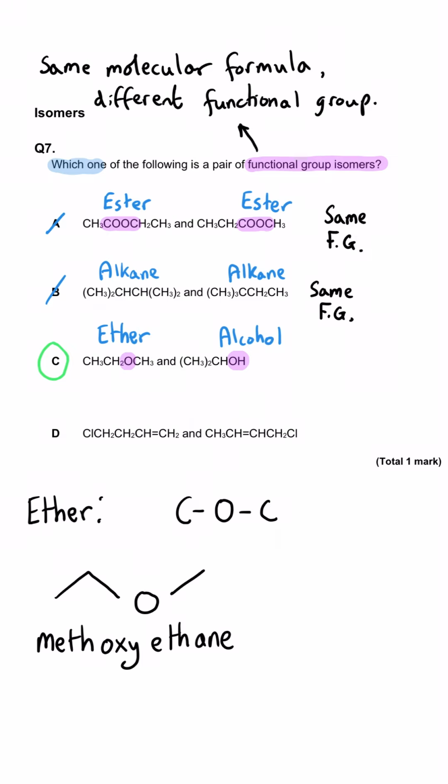This is called an ether, and this one will be called methoxyethane. But what's important for this question is it's definitely not an alcohol. And so these are functional group isomers because they've got the same molecular formula, but a different structural formula and a different functional group. If we take a quick look at D, we can see that we've got an alkene functional group, and we've also got the halogen chlorine attached as well, so those will be the same functional groups.